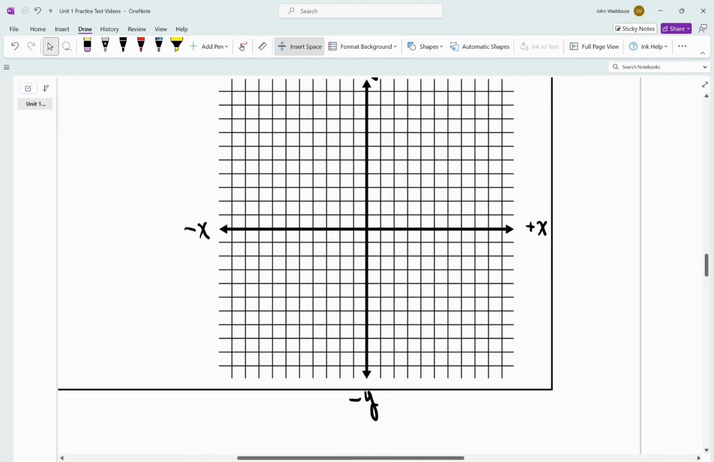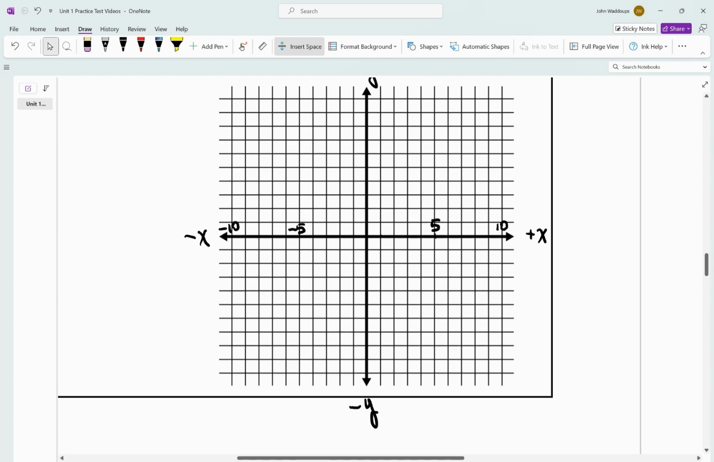1 is fine. So I'm going to count over here 1, 2, 3, 4, 5, and I'm going to label this as 5 right here. Then 6, 7, 8, 9, 10, and this is 10 over here. So from the origin, which is 0, 0, and then to the left, 1, 2, 3, 4, 5, or -5. And then 6, 7, 8, 9, 10, or over here, -10.